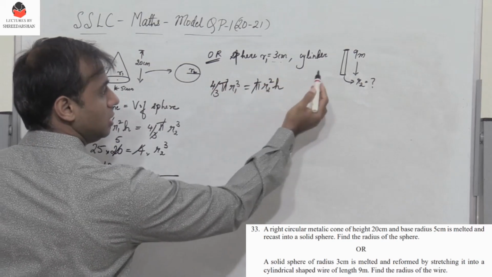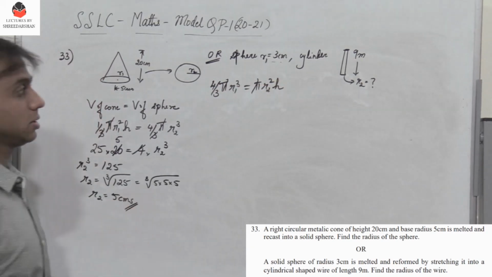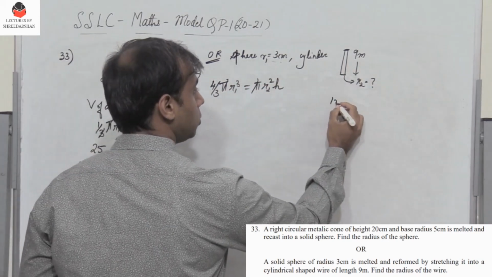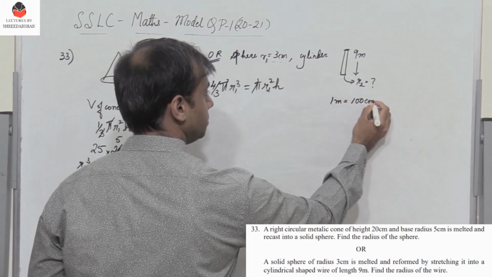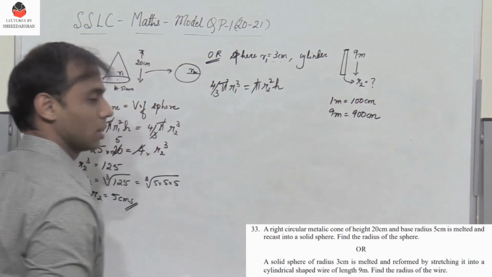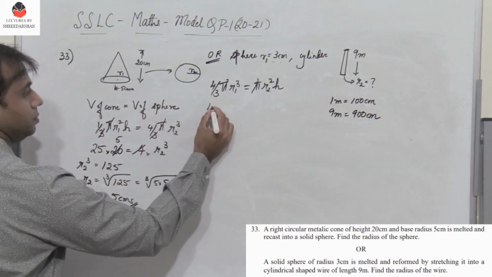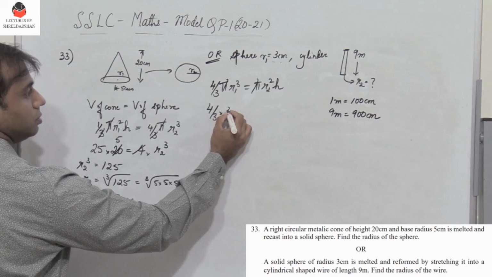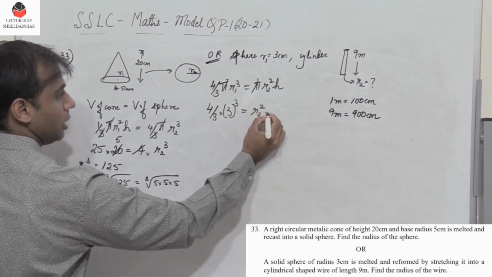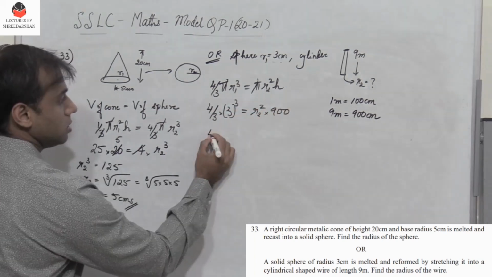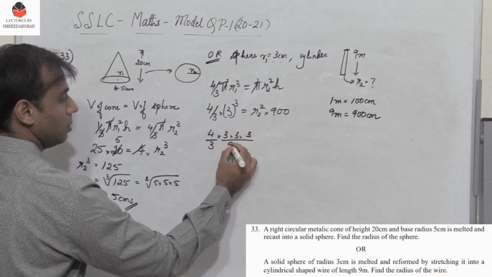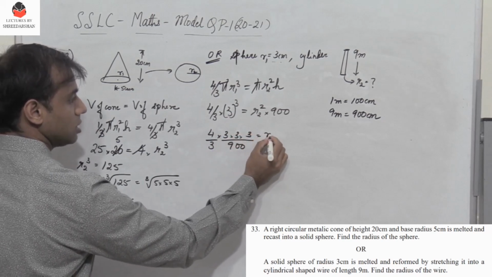Now r1 is in centimeters whereas the height is in meters. So let me convert this to centimeters. We know that 1 meter is 100 centimeters, so 9 meters is 900 centimeters. So I have 4 by 3 into 3 cube equals r2 square into 900. So I have 4 by 3 into 3 into 3 into 3 divided by 900 equals r2 square.